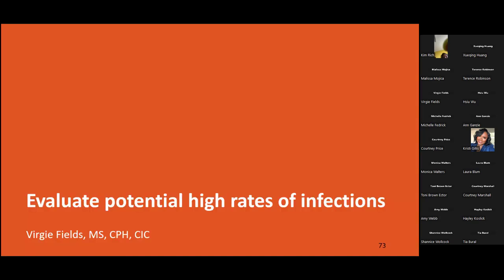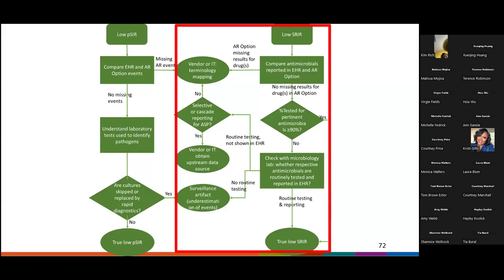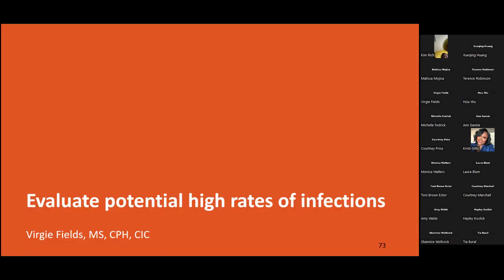After making sure the data were not affected by any of the data quality issues in this flow chart, then we can determine your SRIR was really low. Next, I'll turn it over back to Virgie.